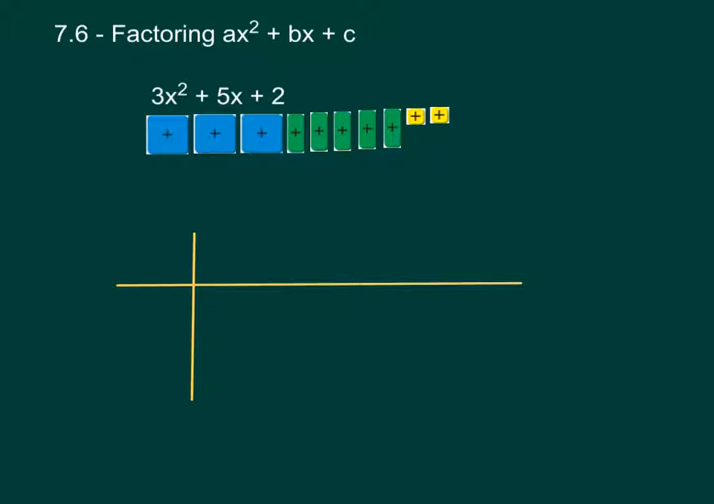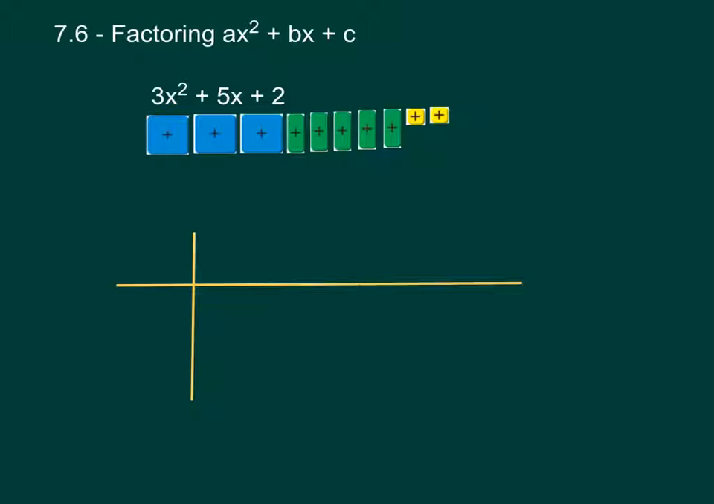Section 7.6, Factoring ax squared plus bx plus c. So far, the only factoring of quadratic trinomials that we've looked at have had a lead coefficient of 1. In this example, we see a trinomial with an x squared and an x that has a lead coefficient of 3. This makes it a little bit more complicated, but we still have only a limited number of options to consider when trying to factor that trinomial.